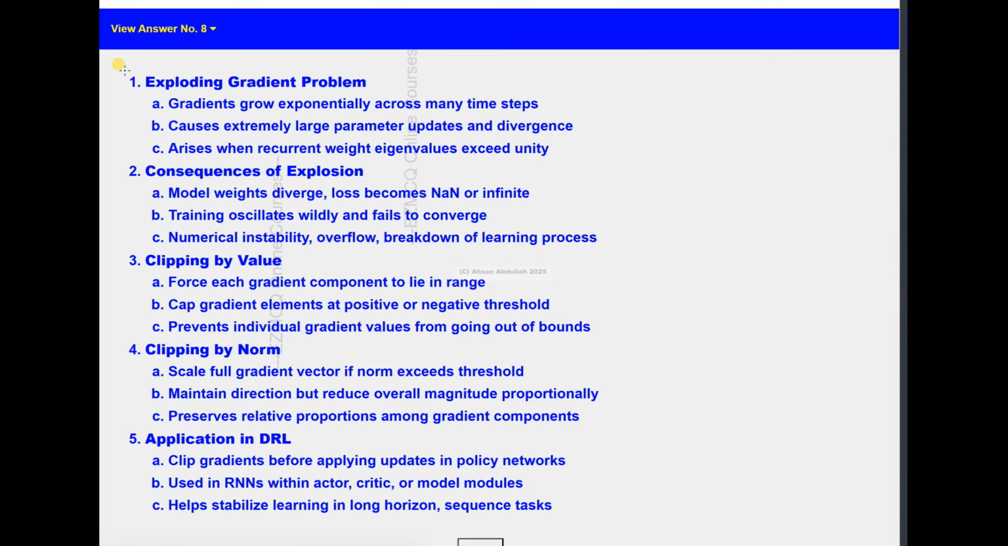So we start with the exploding gradient problem for RNN. So this occurs when gradients increase exponentially across many recurrent steps, especially when recurrent weight eigenvalues exceed 1, or unity. And of course, this undermines learning by producing massive and unstable updates, which makes the training unstable. So, what are the consequences of this gradient problem?